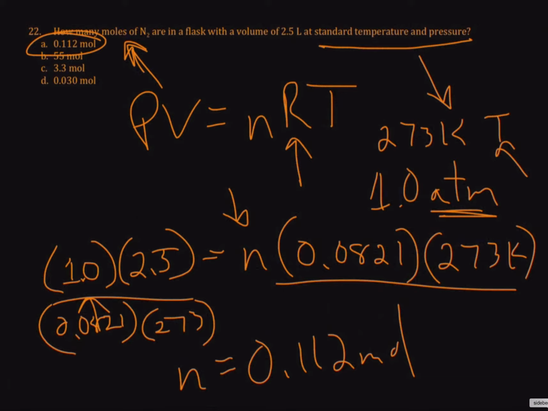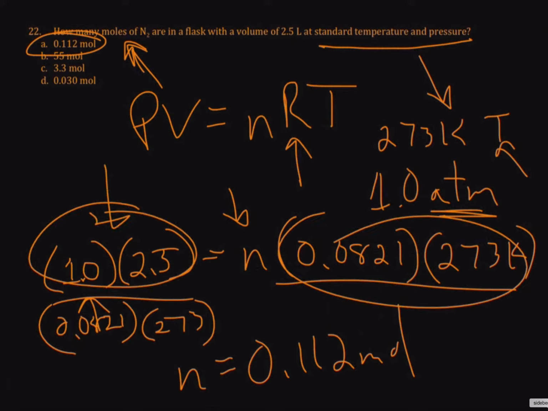And you could have done the multiplication over here and the multiplication over here first and then divided by the answer. That's fine. The order in which you do those steps doesn't really matter.